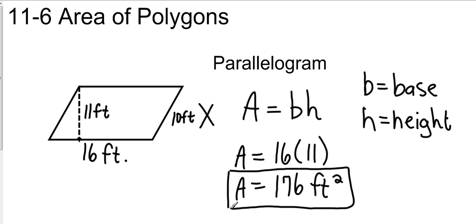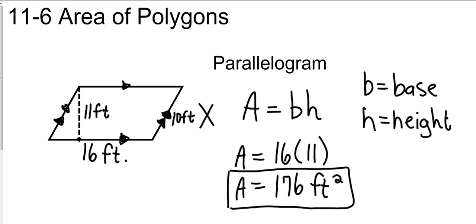Again, this is for a parallelogram. That means both of the opposite sides are parallel. Okay, that one's parallel to this one. And then these are also parallel to each other. Okay, the little triangle marks just signify the parallel sides. Okay, parallelogram, area 176 square feet.